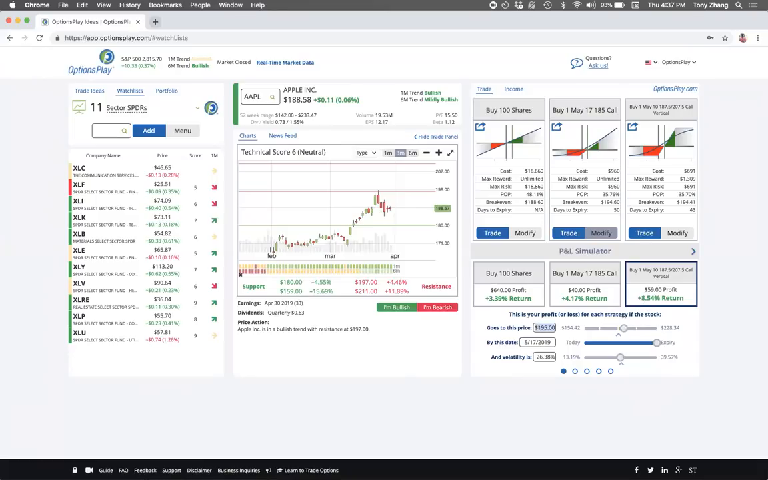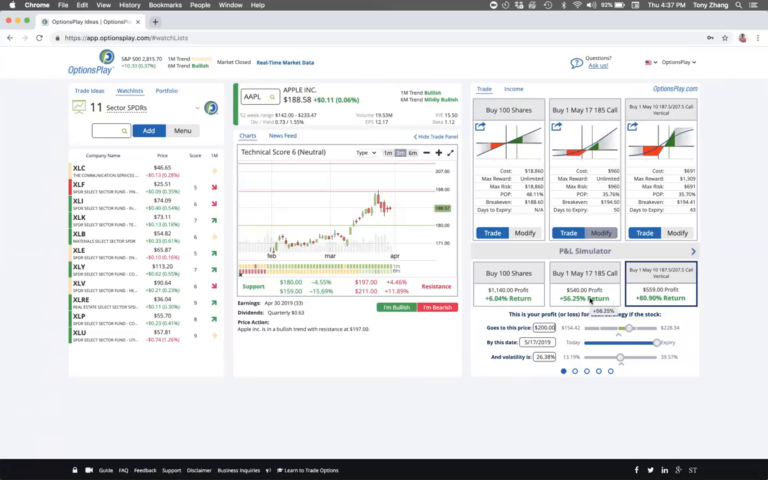So as you can see, the stock needs to be at 194.60 at expiration for this strategy to break even. But we don't trade options to break even, right? We trade options because we want to make a profit. So this stock needs to move beyond 194 in order for this strategy to be profitable. So if the stock reaches, let's say 200 by expiration, now I have a $540 profit or a 56% return.